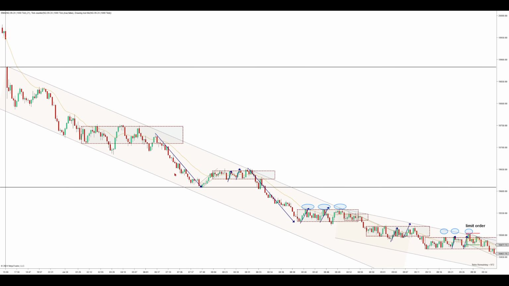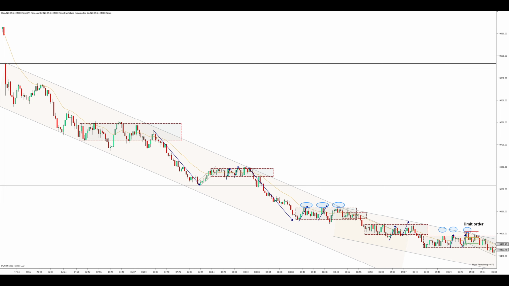Now, I just want to mention here, I mentioned this in the last video. Even though we have some legs down here, this leg is breaking out of this structure right here. And so we get this 2-legged move from here. So first leg down, break, second leg down. And right as that measured move is met, price is immediately attempting to reverse.